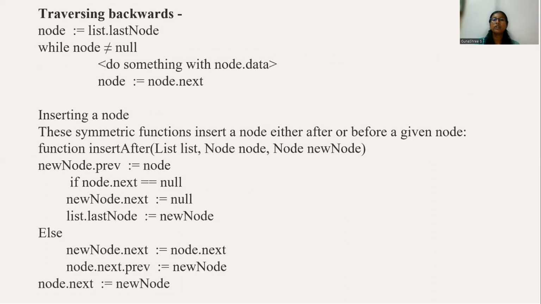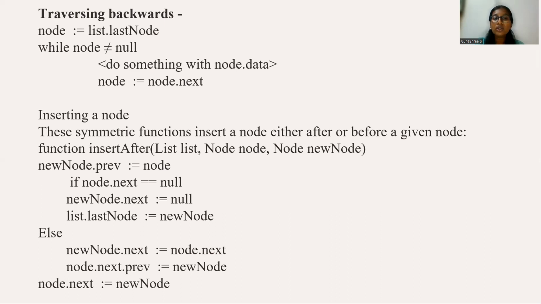To traverse a list in a backward way, the following code is used: the node will first be initialized to list.lastNode. If the node is not equal to null, then it will perform the following block of operations. Once it is equal to null, the traversal will exit the block of code and stop the execution.